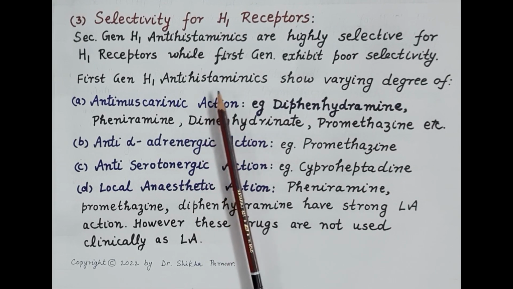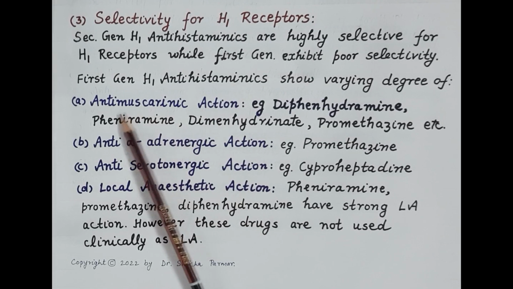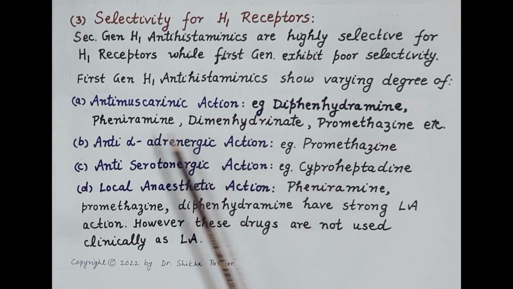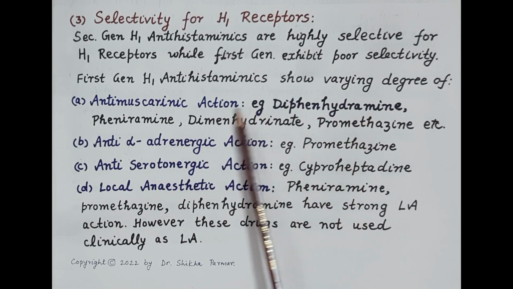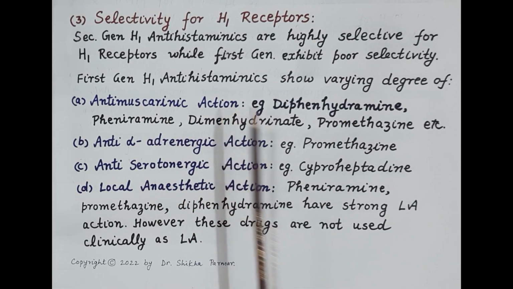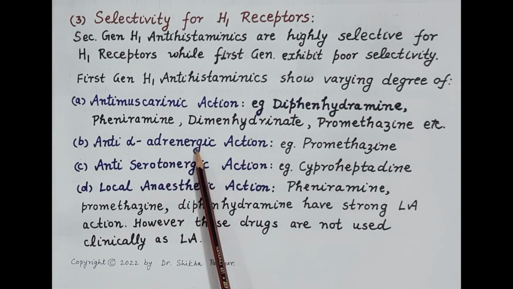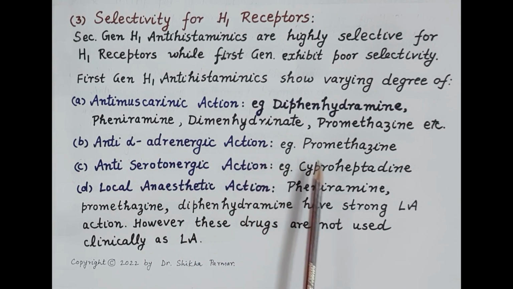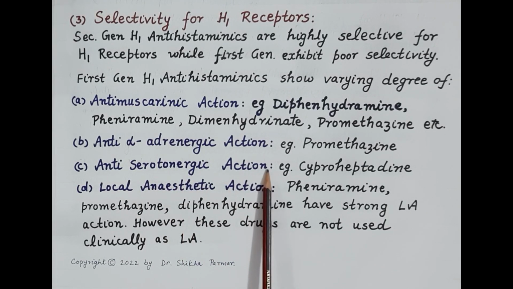Most of the conventional or first generation H1 antihistaminics show anti-muscarinic actions. For example, diphenhydramine, pheniramine, dimenhydrinate, promethazine, all these drugs show anti-muscarinic action. Drugs like promethazine block alpha adrenergic receptors and show anti-alpha adrenergic action. Then cyproheptadine shows anti-serotonergic action.